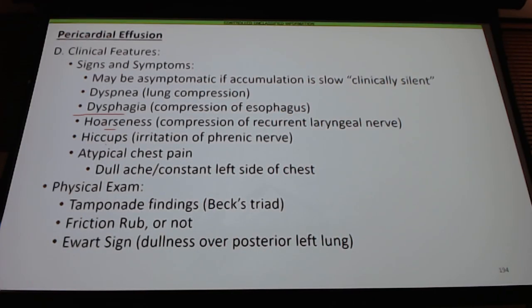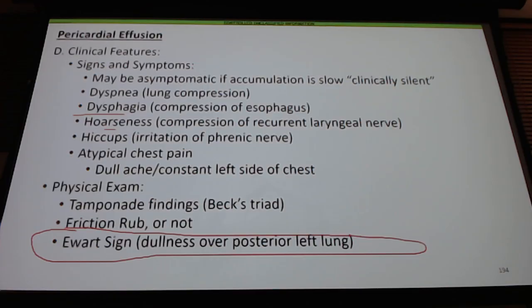So it may be that the symptoms that prompt you to think of pericardial effusion actually are symptoms of other structures being affected by this. Ewart sign is one of the key findings for this that you may see, and that is just a dullness to percussion over the posterior left lung.